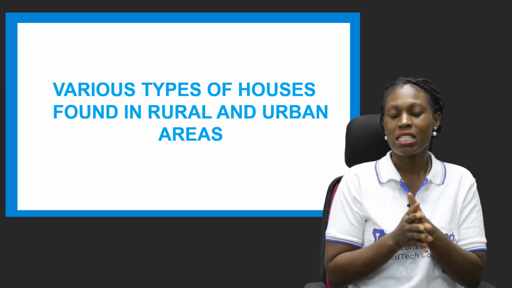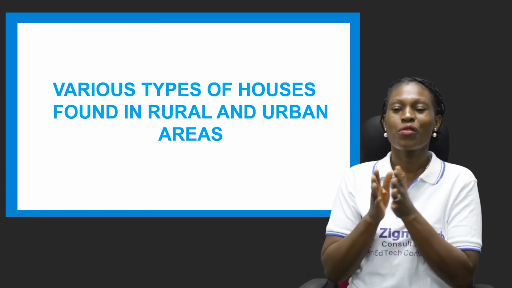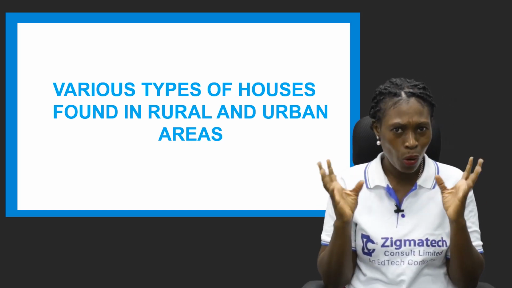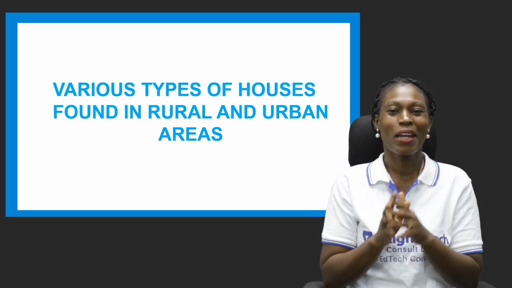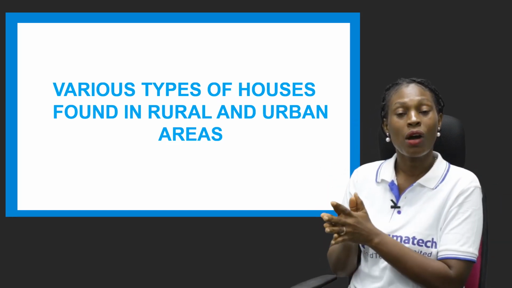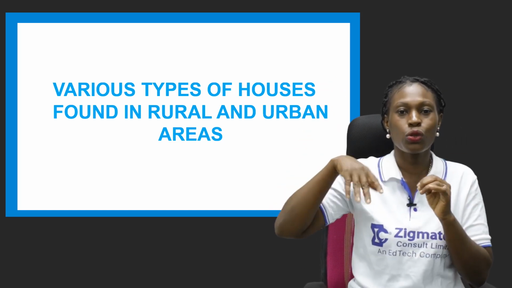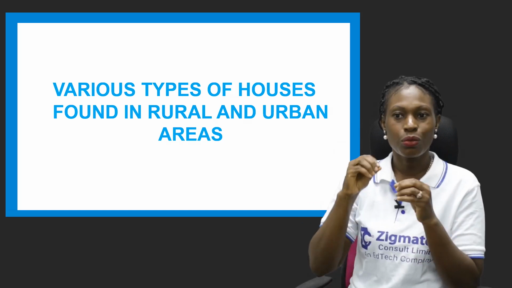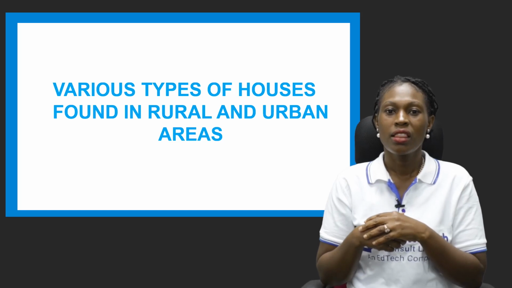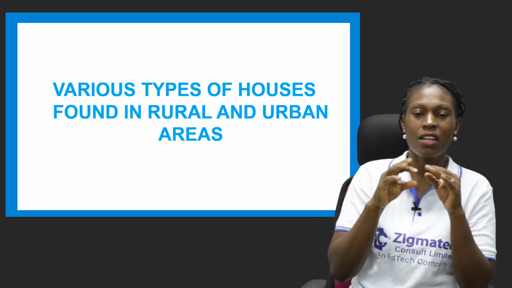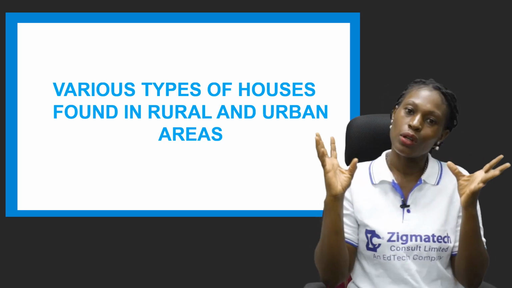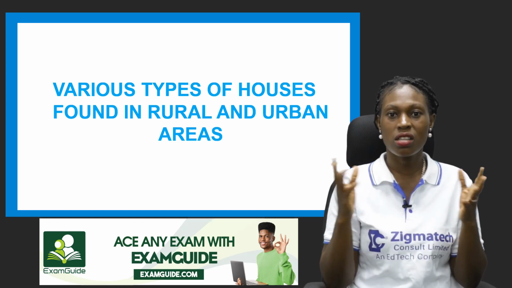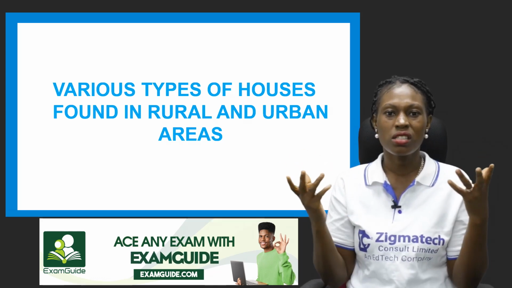Now, we want to look at the housing part. Now, we have the various types of houses found in rural and what? Urban areas. I'm sure you know what rural and urban areas are, but I'll just say something about that. When you talk about rural, this has to do with the interiors, those places that are not well developed, and still riverine areas. Then when you talk about urban, these places are already developed with technology around, and you can see modern houses, buildings, and all of that.